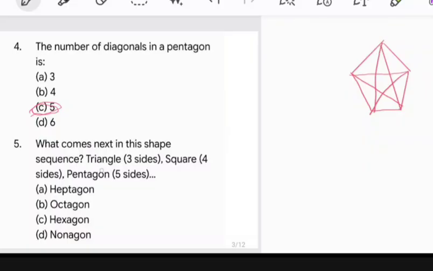Next question. What comes next in this shape? Triangle, square, pentagon. It's a very easy question. Next is a 6-sided figure, that is hexagon.